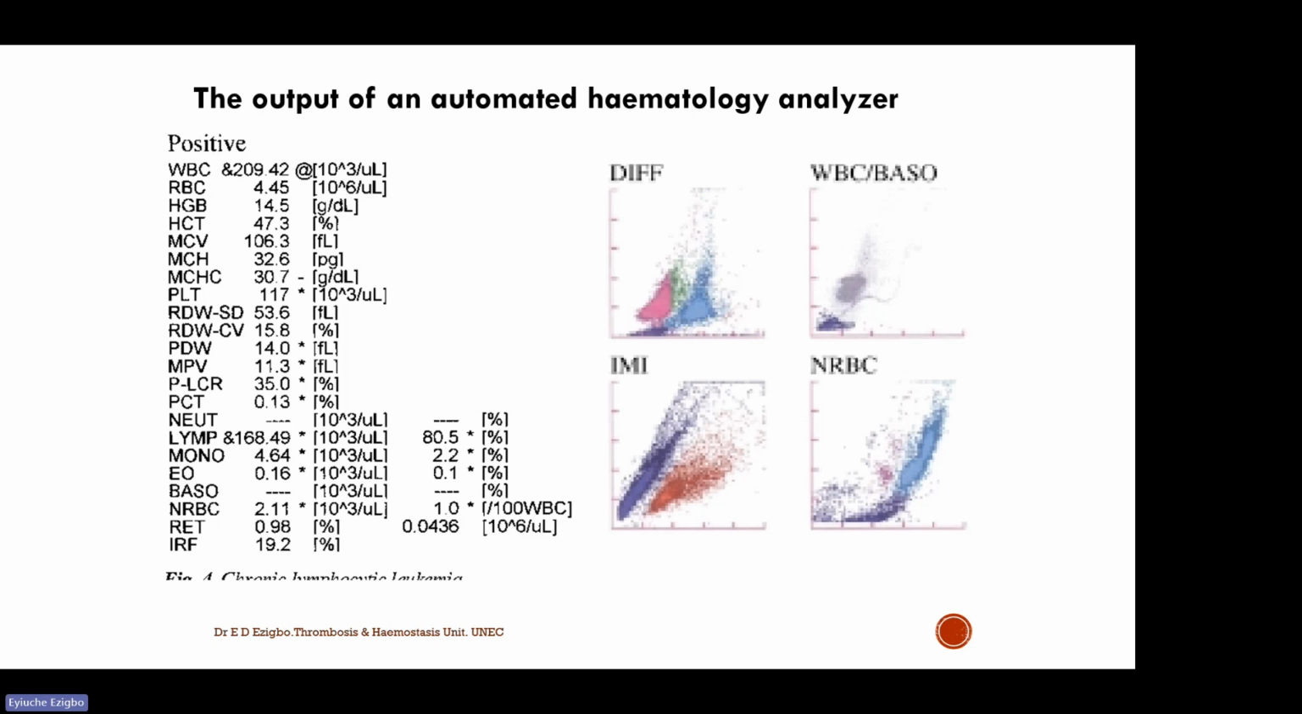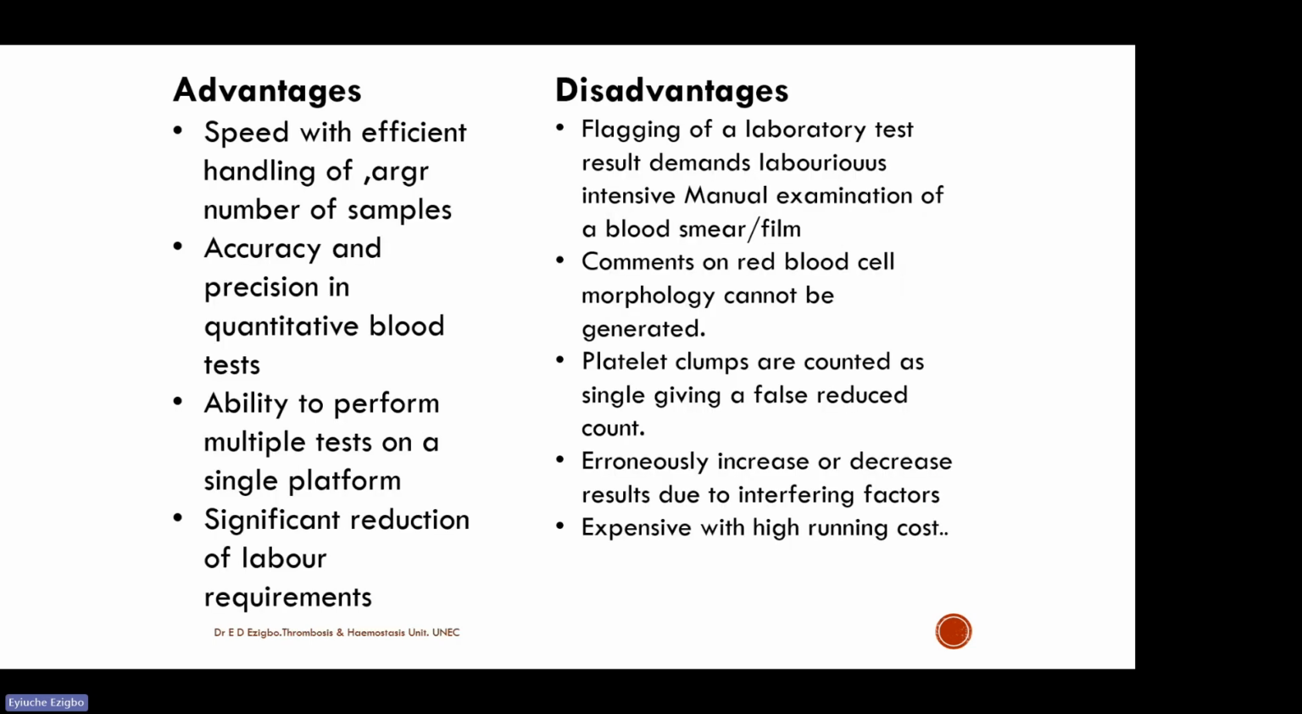With an automated machine, in less than a minute, we produce a whole lot of parameters from the white blood cell, which has clinical significance to the clinical presentation of any patient. So what are the advantages and disadvantages of automation?